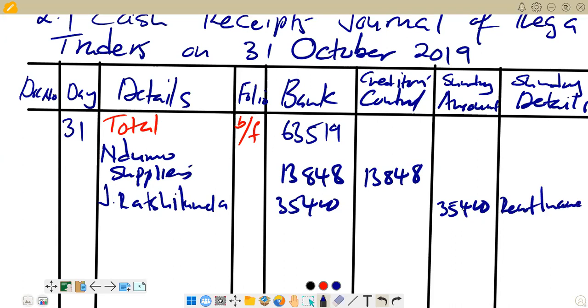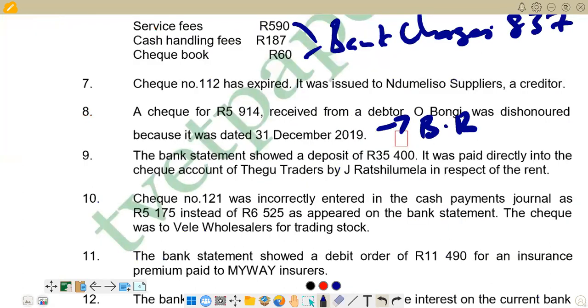So this is what we have. Then we can go and check what we have next. So we are going to item 10. Check number 121 was incorrectly entered in the cash payment journal as 5,175 instead of 6,525 as appeared on the bank statement. The check was to Vele Wholesalers for trading stock.